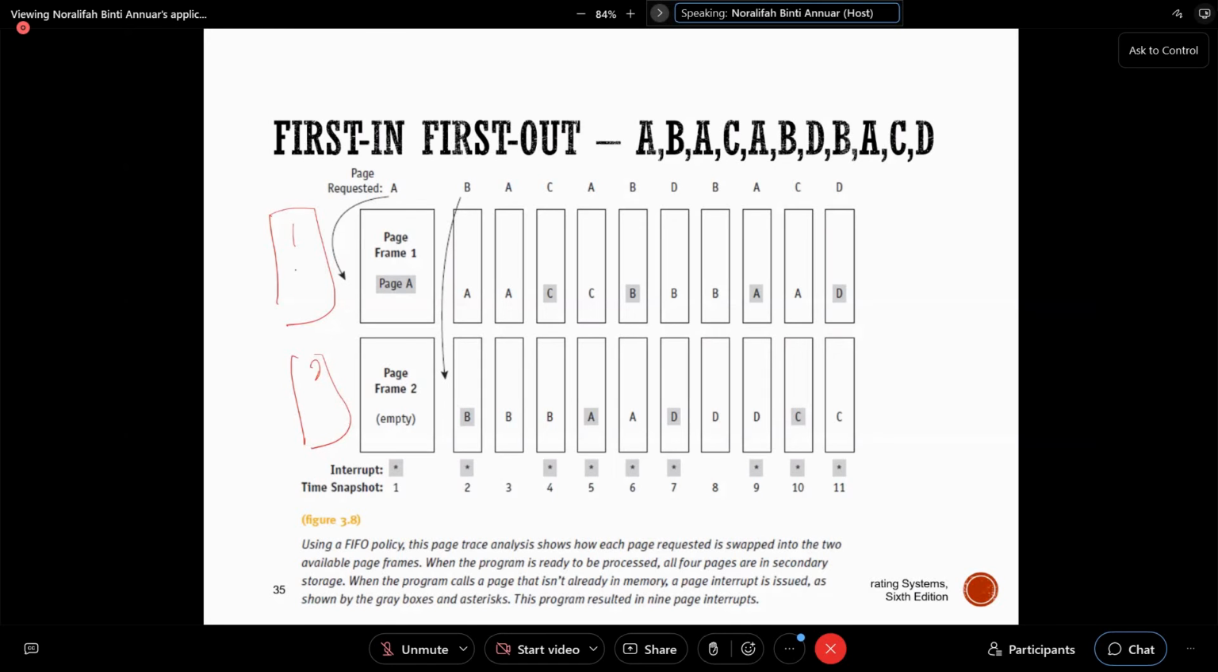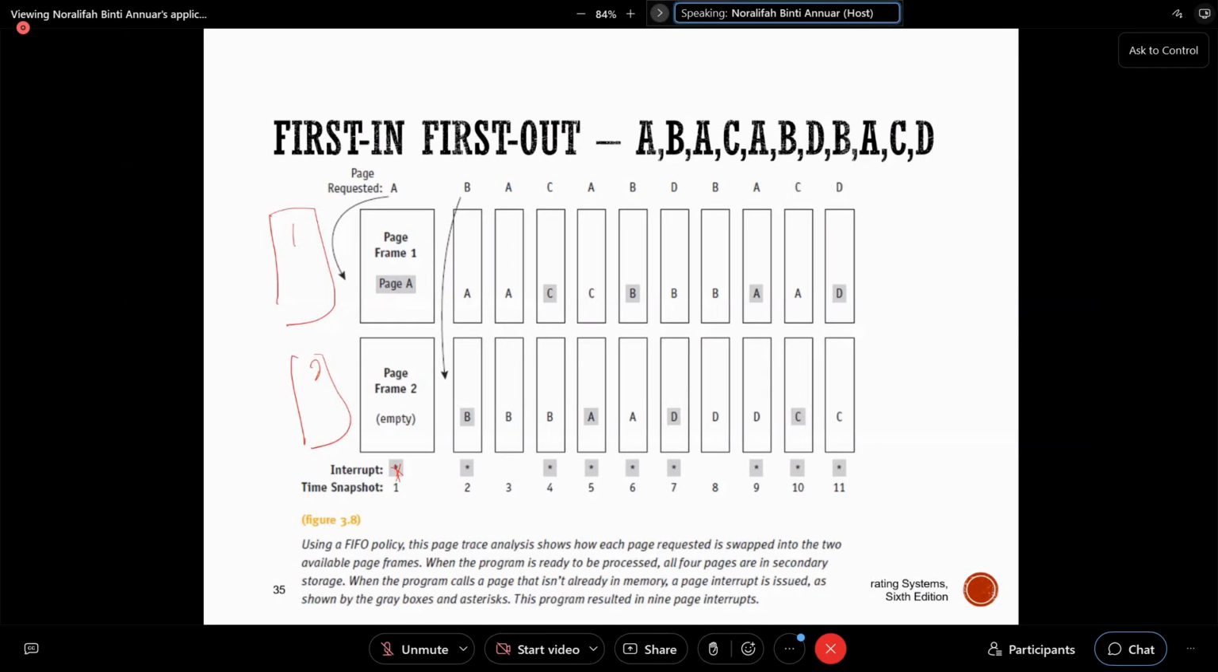It's empty, both are empty. So A does not exist yet inside the memory. So it's a fetch fault. Remember, a fetch fault is when the CPU requests something that is not there. So it needs an asterisk here. Put an asterisk. So A will be loaded into fetch frame 1. Now fetch frame 2 is still available.